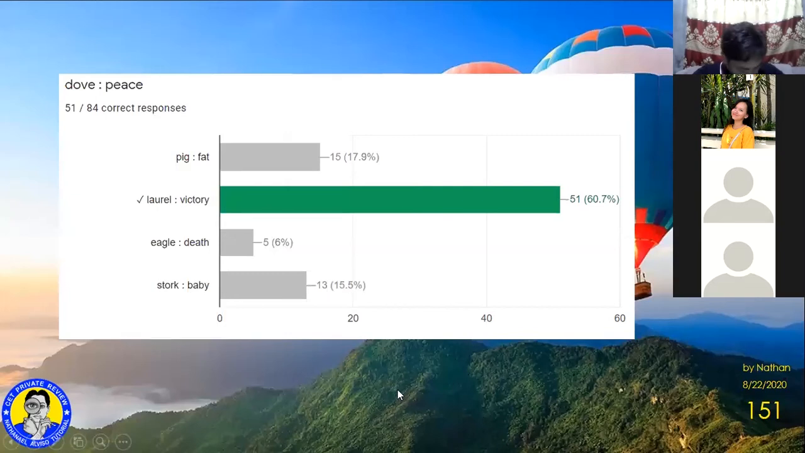Next, dove. This refers to peace. So this is symbolism. So what is the best analogy? It's not pig will refer to fat, although in the Philippines we do that. When we see something or our classmates is fat, we call them pig. But that's not the best analogy there. Eagle, death. That's not correct.